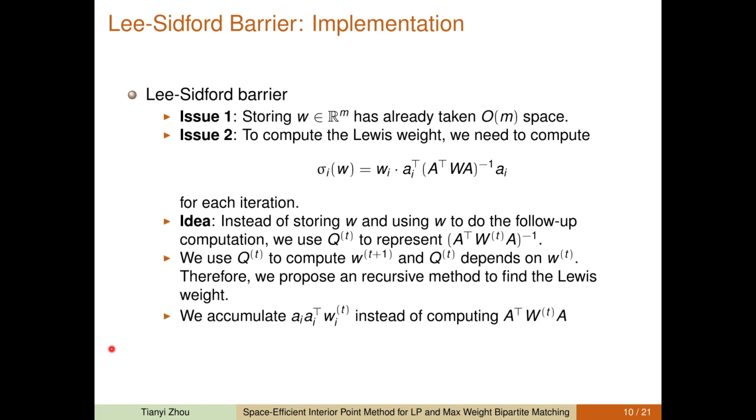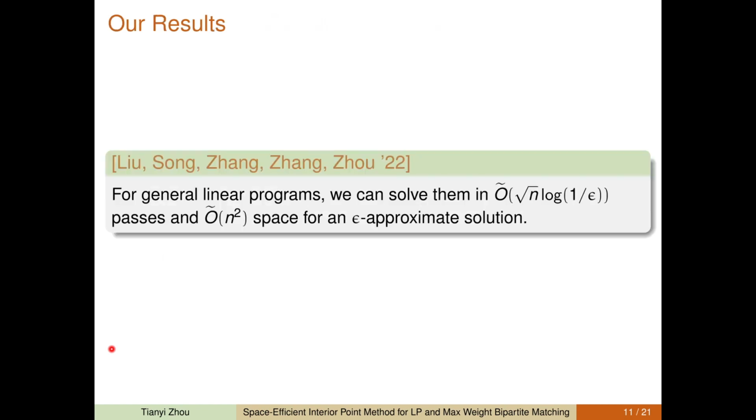In order to compute this Q, we accumulate a_i transpose w_t a_i for each i, and it also takes n-squared space. So we solve the linear program in square root of n, tau, log 1 over epsilon passes and only n-squared space for an epsilon-approximate solution.